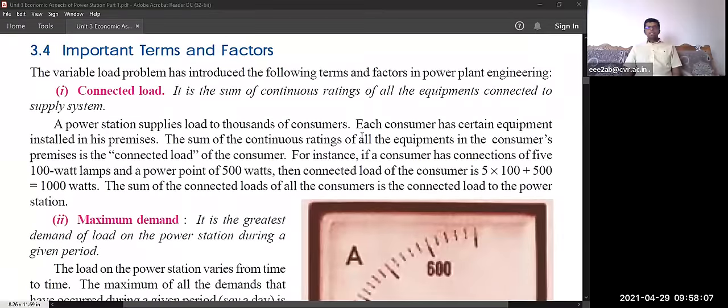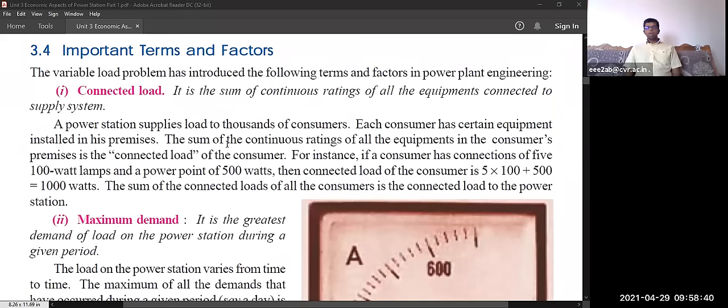Next, these are some of the important terms. So first one is connected load. So what is the connected load? Connected load is nothing but sum of continuous ratings of all the equipments connected to the supply system. So what is meant by a load? A load is nothing but the sum of the continuous rating of all the equipments or appliances which is connected to the particular system.